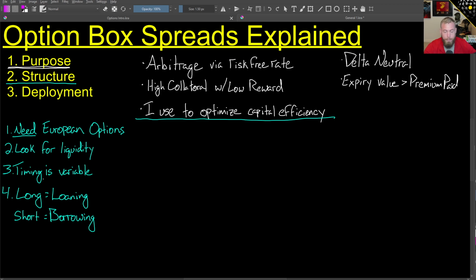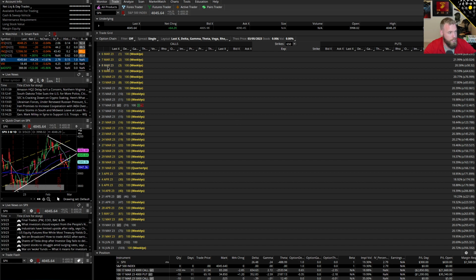And then the last thing, timing is variable. That's one of my favorite things about these kinds of trades, is you can deploy them in all different kinds of time frames. So for example, if we look at the SPX here, you can see all these different expirations. And right now I have a box spread out in 17 March. This started as an 18 days to expiration trade, which I'm going to walk through in its entirety for the example. But you can essentially establish box spreads wherever you want.